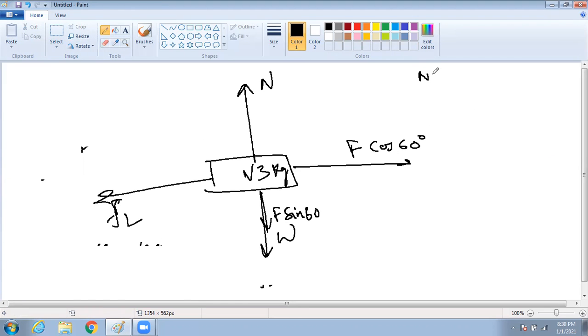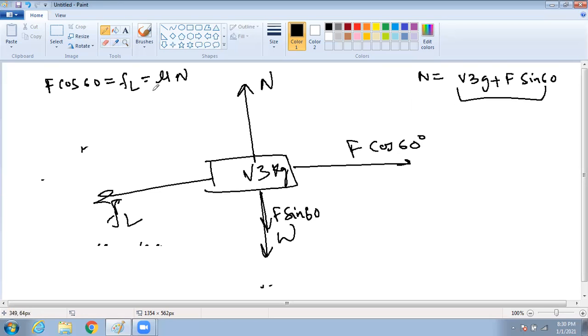So now your N will be equal to root 3G plus F sine 60, and your F cos 60 will be equal to FL. And FL is equal to mu into N. Now the N value we will put in this formula. So your F cos 60 is equal to mu into N. Instead of N, I will put root 3G plus F sine 60. Clear?